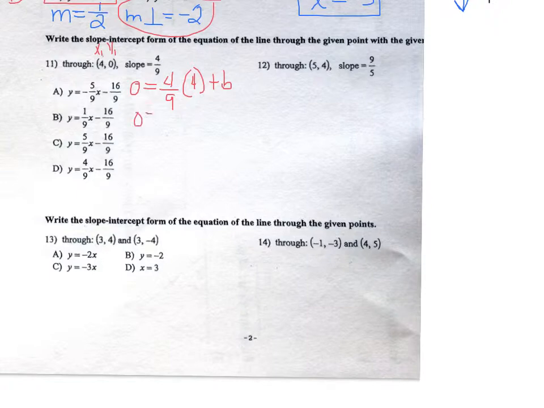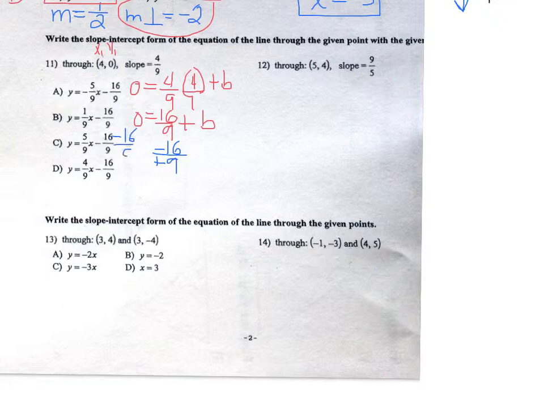So 0 equals, if I want to multiply those two numbers, I can just put the 4 over 1. 4 times 4, that is 16. 9 times 1 is 9. So that would be 16 over 9. Now here you got to be very careful, because when you move that 16 over 9 to the other side, you got to move it with a negative. So it's subtracting 16 over 9.